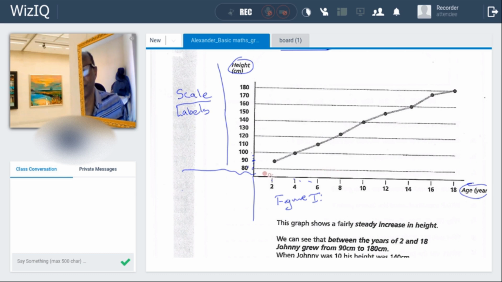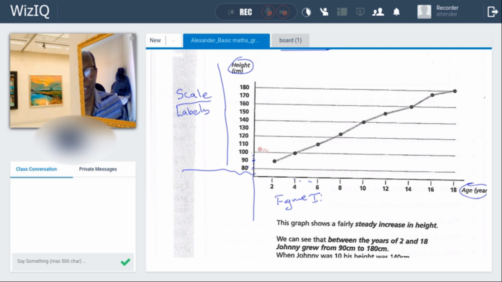So the x-axis here is time. Is there a rule that the x-axis is always time? No, not always, because you're going to measure other things. You need to assess yourself. You need to understand what is the dependent variable here and what is the independent variable.